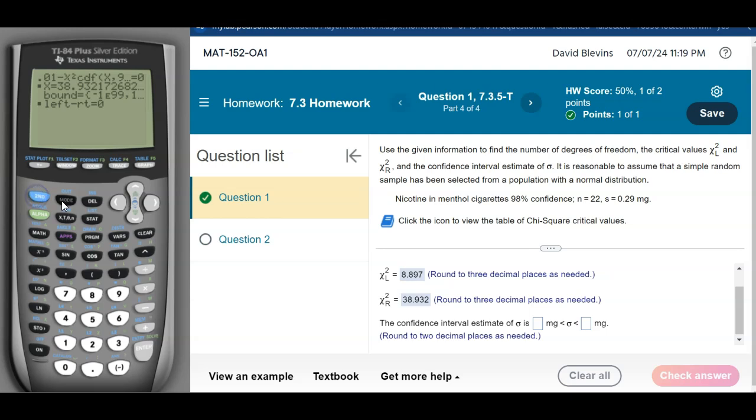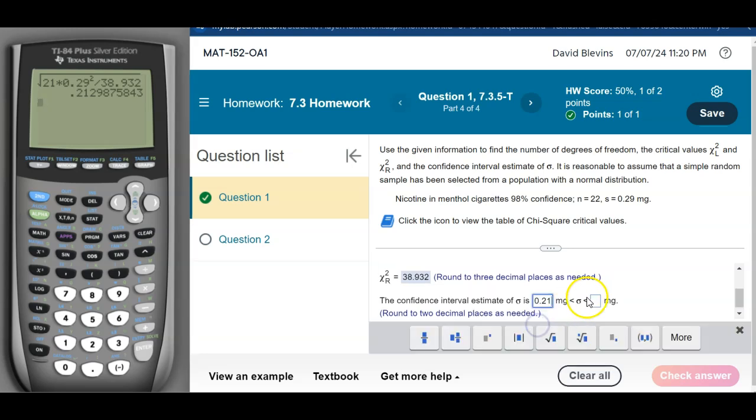All right, so I'm going to hit second mode. Go back to the main screen. This is the square root of, in the numerator again, the degrees of freedom. So 22, so that means 21 times s squared. So that's 0.29 squared. All right, and then the first time I'm going to divide by the 38.932, the R1. There's my lower number, 0.21 to 2 places.